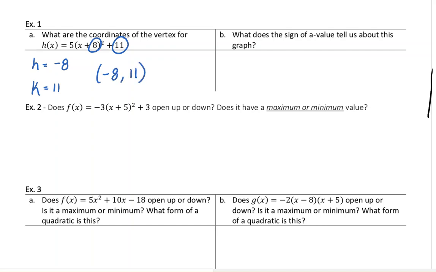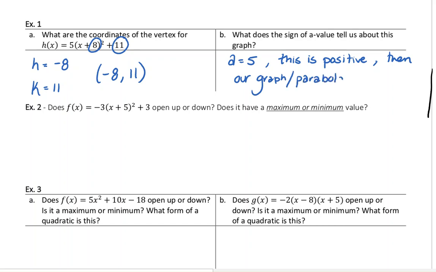Okay, what does the sign of the a value tell us about this graph? Well, the a value here is that leading coefficient, which is 5. This is positive, and if it is positive, then our graph, or parabola, will open up.